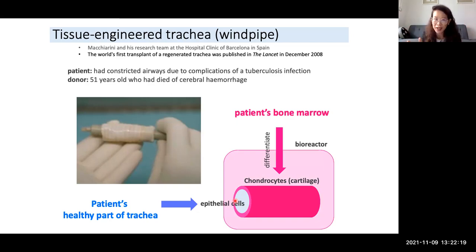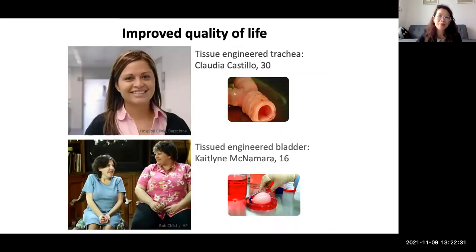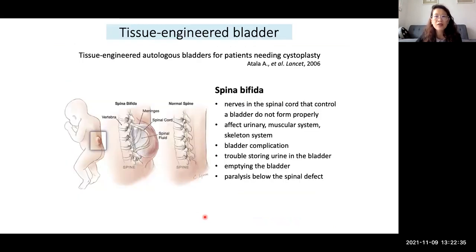Oh, you don't have a trachea? Okay, we're going to take the trachea from the dead donor, and then we're going to bring the cells from the healthy one and put things together inside the defined environment. Okay, so she's happy. And for the second case, which is the bladder malfunction, she has a congenital disease.